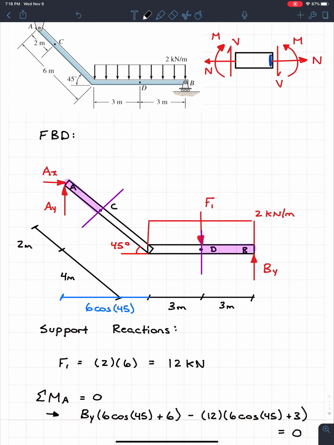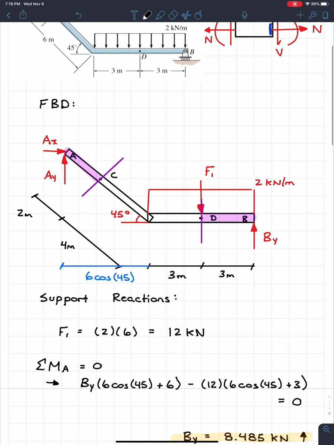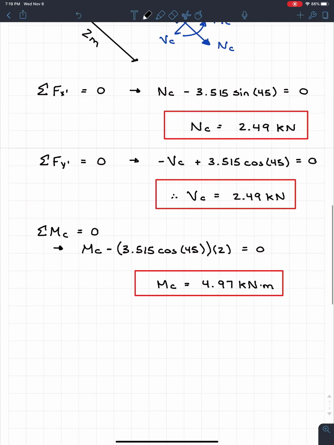So looking at D, what we said is, okay, well, we're going to analyze the right-hand side because it has less going on. I don't want to analyze the left-hand side because I'm going to have to include the diagonal, everything like that. That's just too much work. I don't want a lot of work. I want nice and easy. So if I cut the beam at D and analyze the right side, it's going to look something like this.